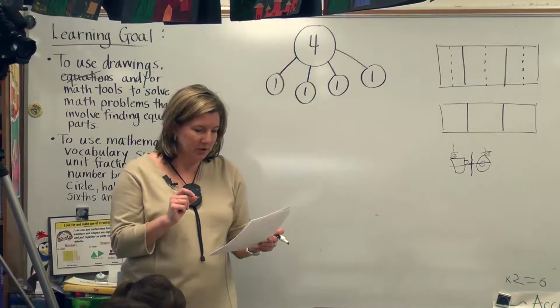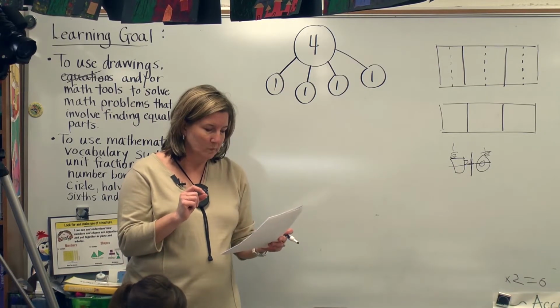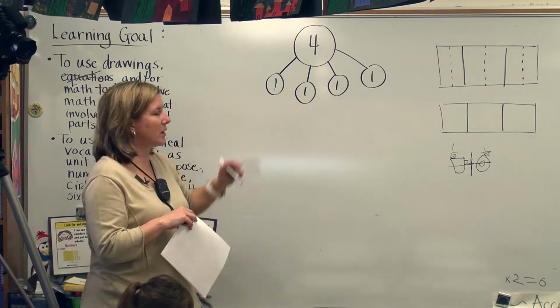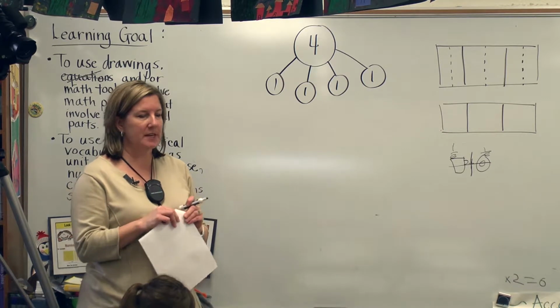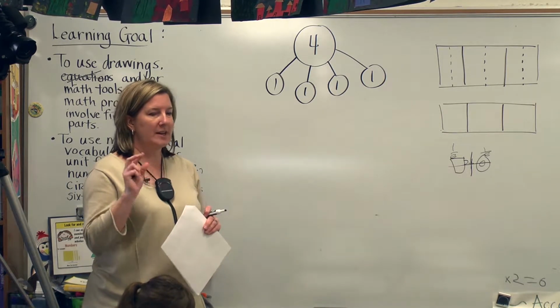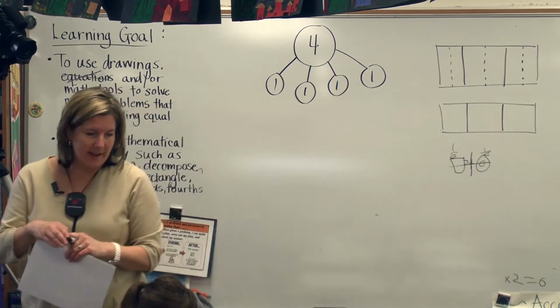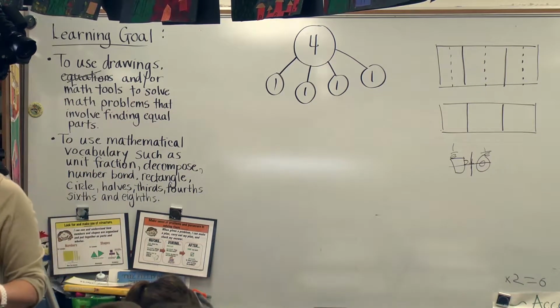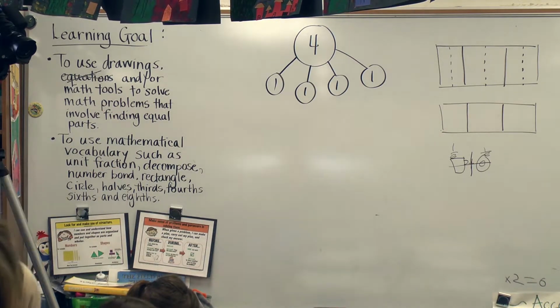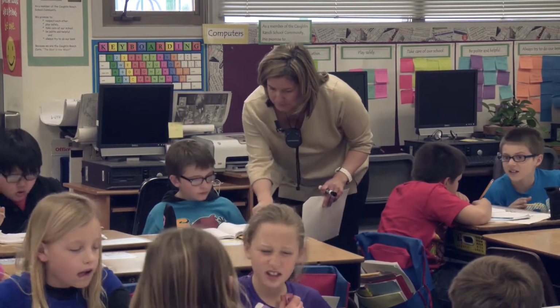Now, what would happen if I wanted to show 4, but I wanted to decompose it where there was a 1 and a 3? Can you show me that in your journal? I need you to push in your chair, sit up, and follow what we're doing.